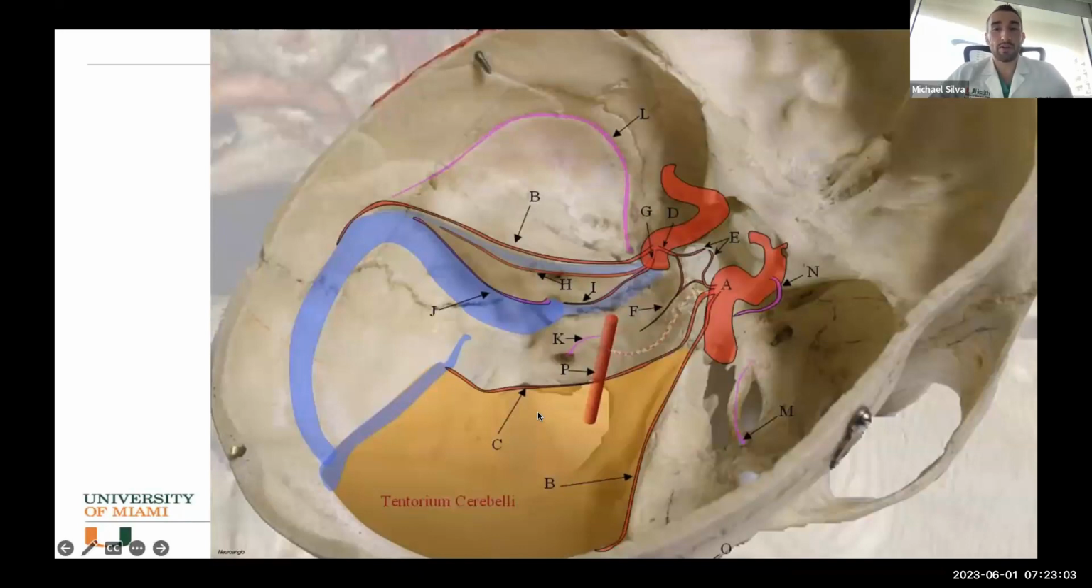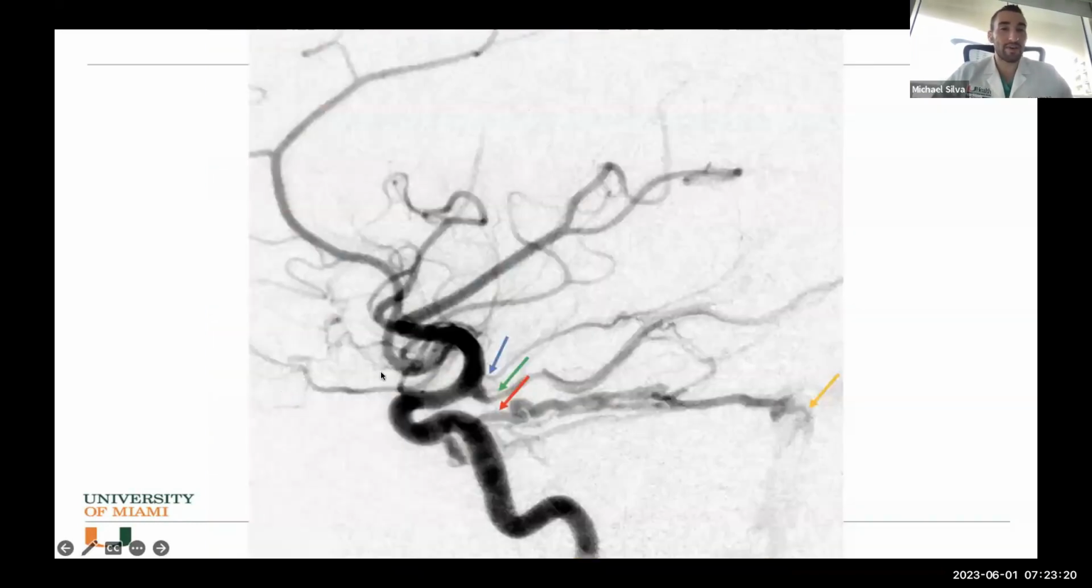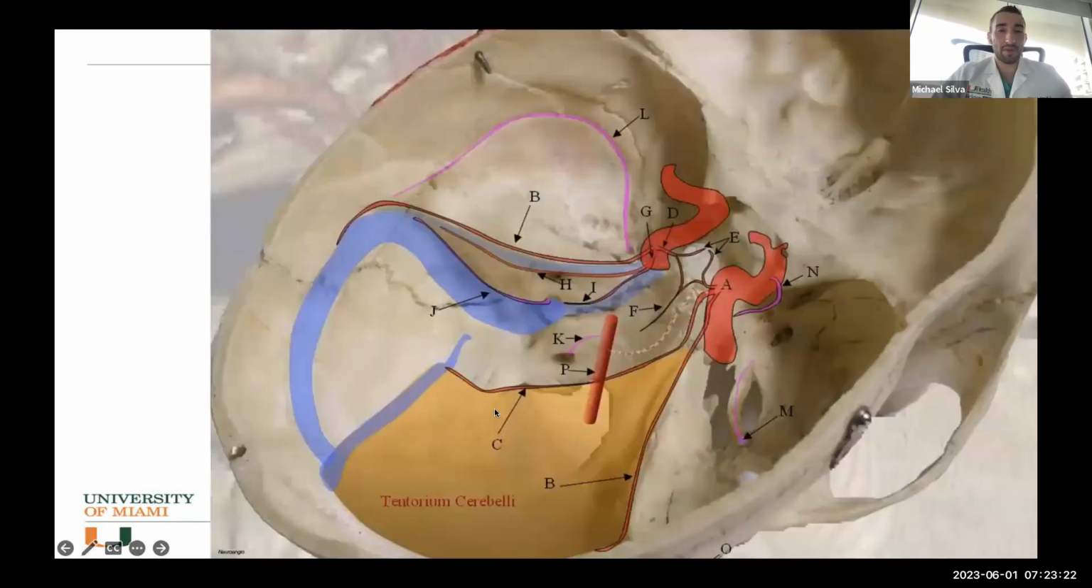You have the marginal tentorial artery, which is here, which you can see on the leading edge of the tentorium, often associated with large meningiomas and things like that. You also have the inferior hypophyseal artery here, and some other branches which we won't go into. But the cool thing about angiography is you look at this image and you have to, in your mind, overlay it with this image and think about where everything is in relation to each other.